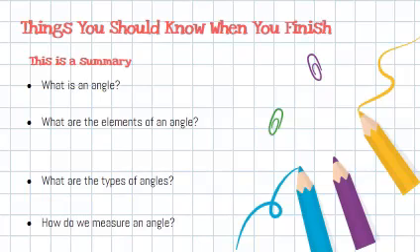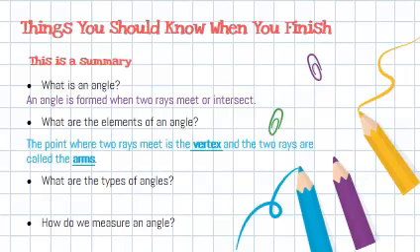Things you should know when you finish is, what's an angle? An angle is formed when two rays meet or intersect. What are the elements of an angle? The point where two rays meet is the vertex, and the two rays are called the arms. And what are the types of the angles? The types of the angles are acute, right, obtuse, straight, and none. And how do we measure an angle? We measure it using a protractor. We put the protractor on the end point of the vertex, one of the arms on the 0 line, and we start reading.